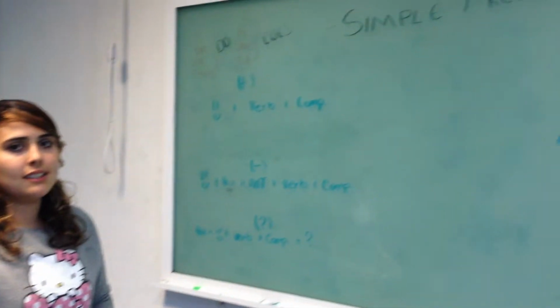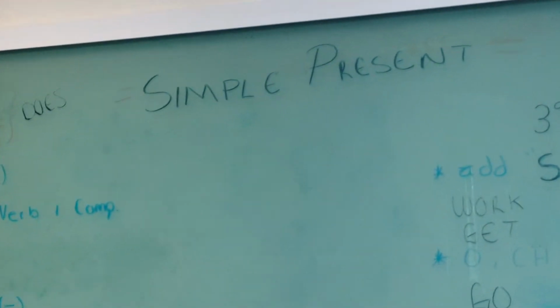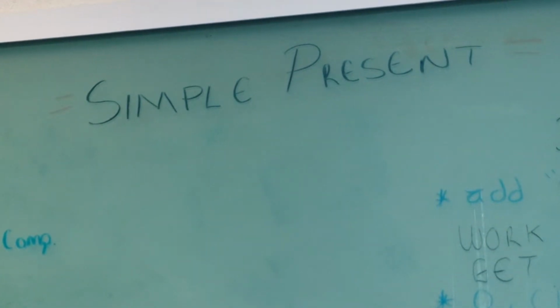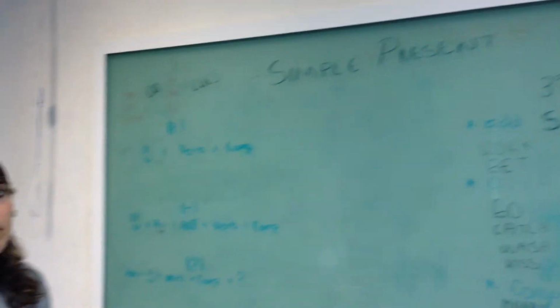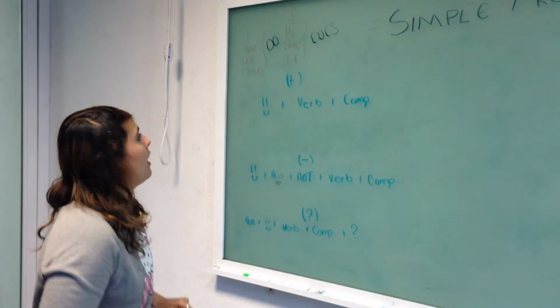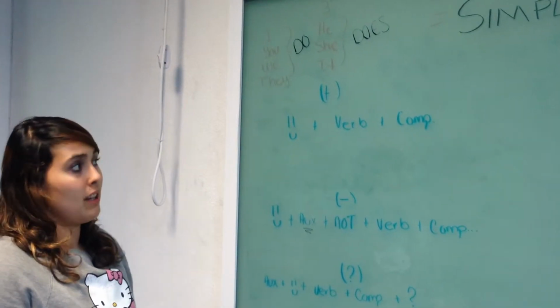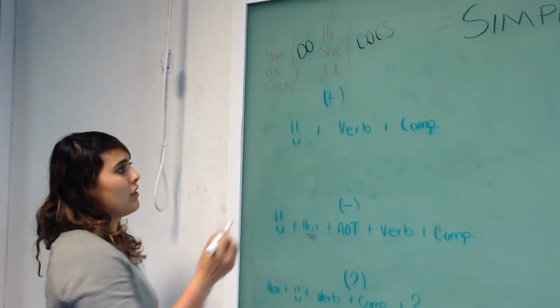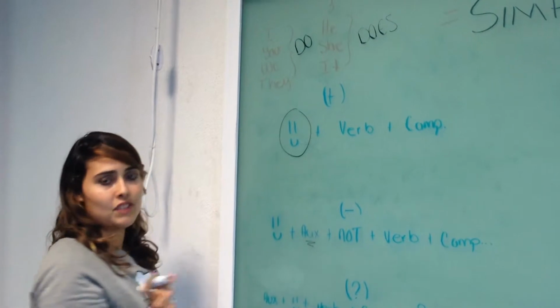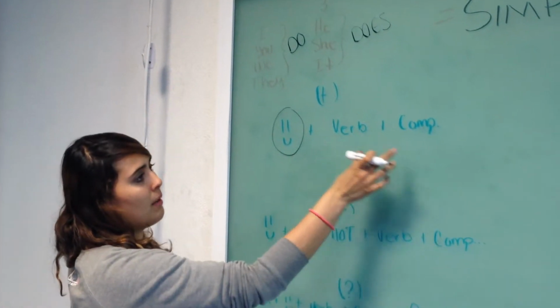The simple present tense is used to describe things or actions that are done with certain frequency, that are normal or that are true. The structure of the simple present in an affirmative sentence is very easy. First, you need to put a subject plus a verb plus a complement.